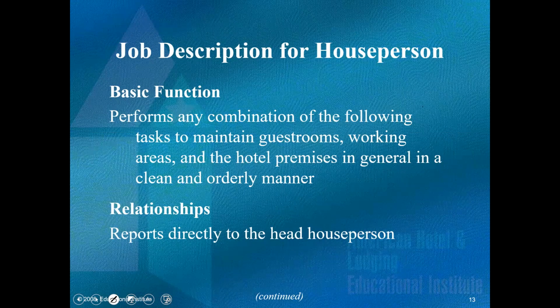Okay, it's not glamorous, but the parking lot and the entrance is the first impression that the guest is going to get. And so if we don't have that clean and organized, then automatically the hotel guest is going to walk in and be like, oh, it's not starting off to a good start. Okay. They're going to report directly to that head house person.